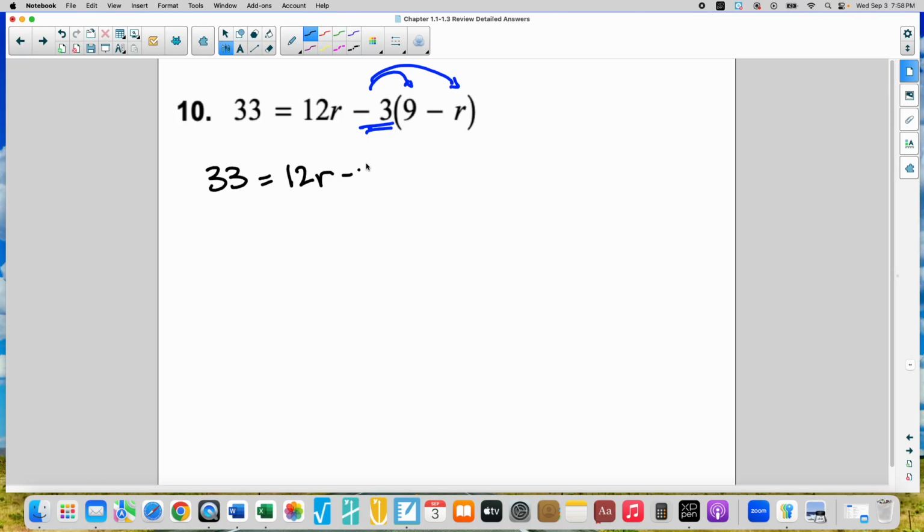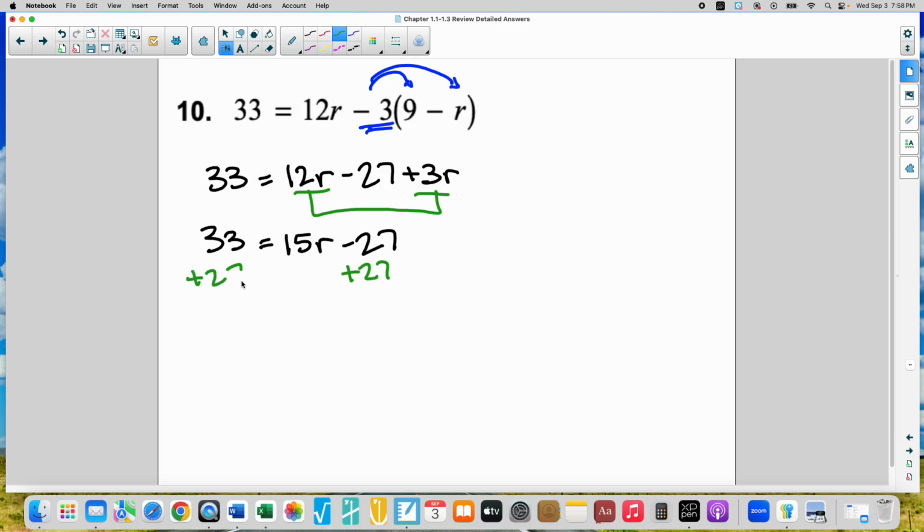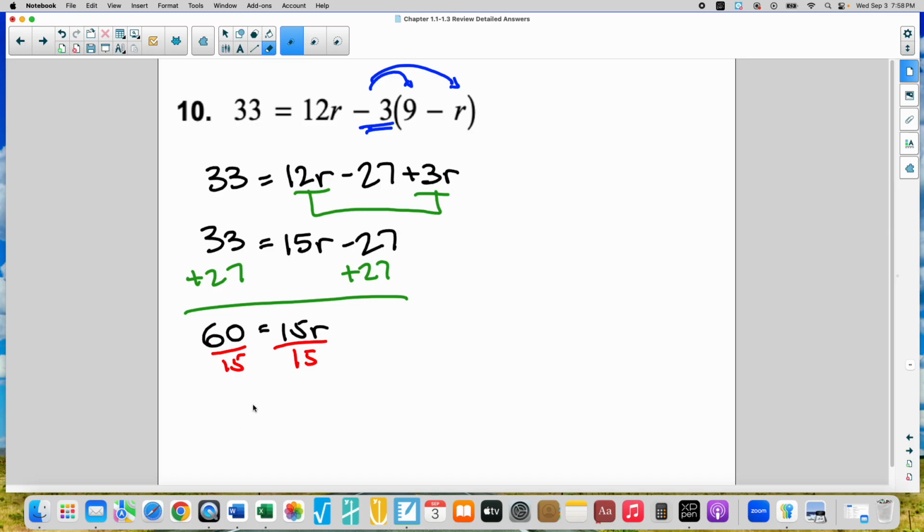Negative 3 times 9 is negative 27. Negative 3 times negative R is positive 3R. Now, before we start isolating, we're going to combine like terms. 33 equals 12R plus 3R is 15R minus 27. We'll add 27 to both sides. That gives us 60 equals 15R. Divide by 15, divide by 15, and we get 4. Wow. We get 4 equals R.